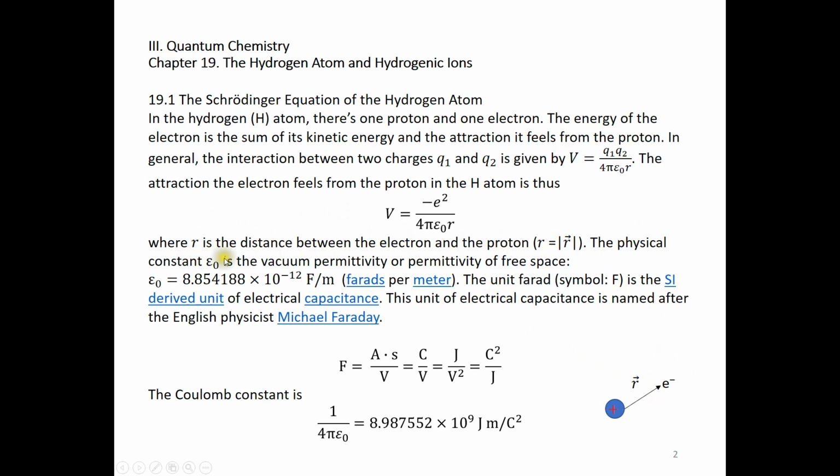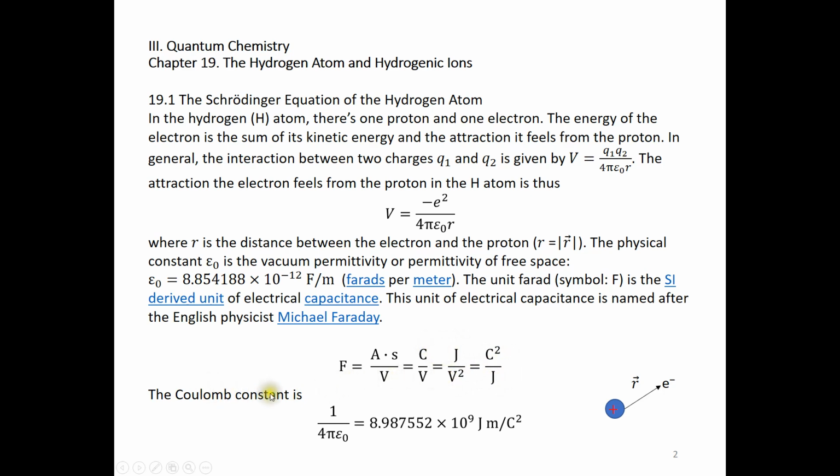The physical constant epsilon 0 is the vacuum permittivity, or permittivity of free space. Epsilon 0 is 8.85 times 10 to the power of negative 12 farads per meter. The unit farad is the SI-derived unit of electrical capacitance, and each farad is equal to 1 ampere second over volt, or 1 coulomb over volt, or 1 joule over volt squared, or coulomb squared over joule. 1 joule is equal to 1 coulomb times 1 volt.